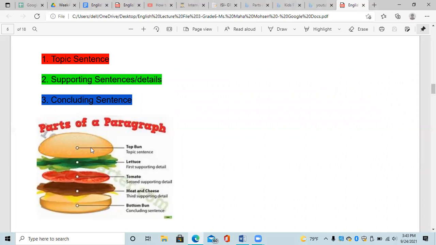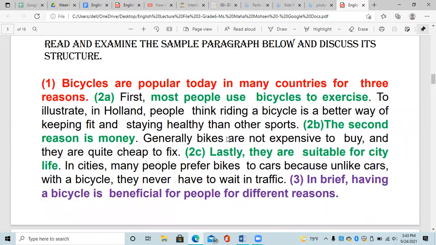And you can realize that the top bun and the bottom bun are both buns, which means they are similar. So the concluding sentence is, of course, similar to what was said before, but it summarizes the main idea. So the main idea is that bicycles are popular today in many countries for three reasons. So for that, having a bicycle is beneficial for people for different reasons. Three reasons, different reasons.